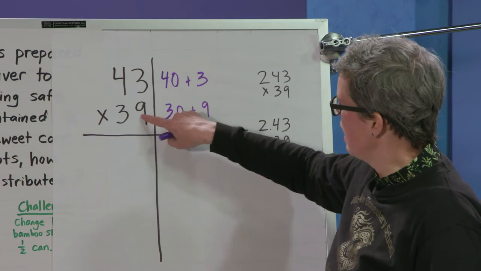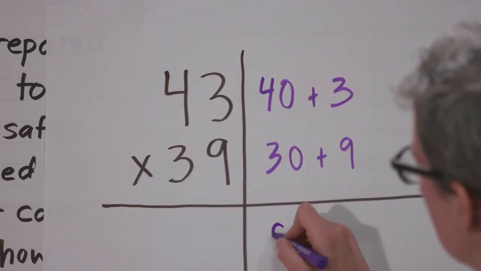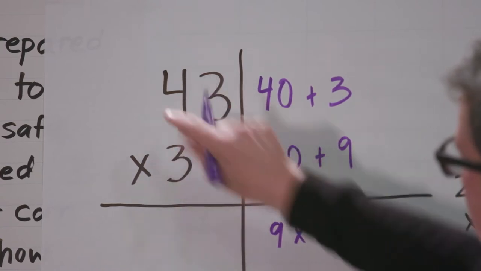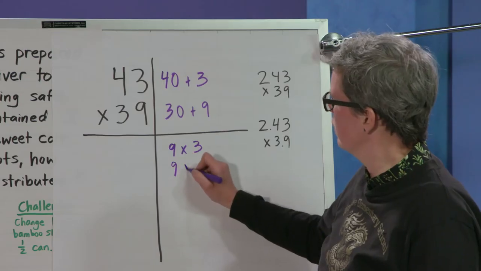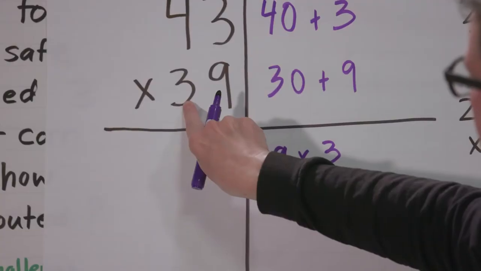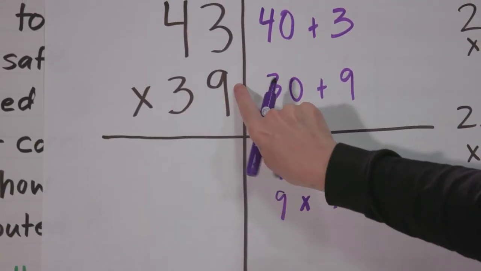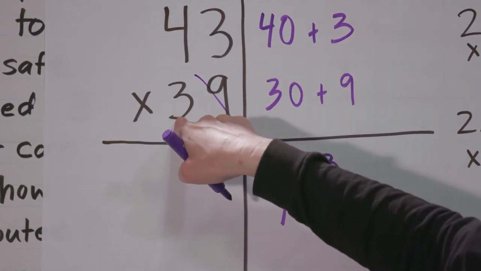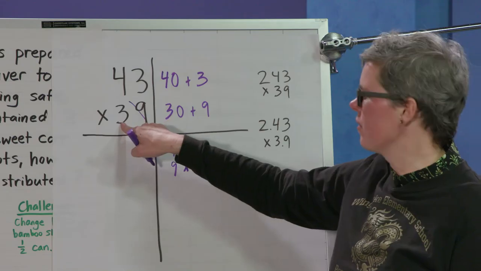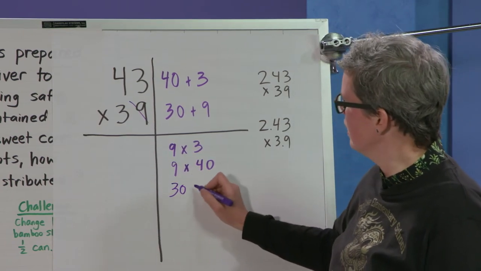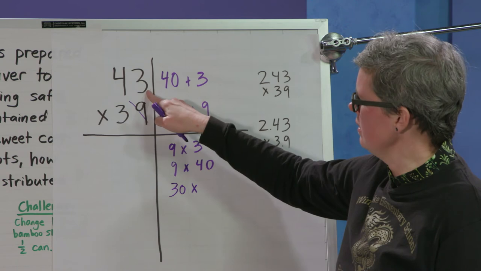So 9 times 3, 9 times 40, 10. So we're done with the 9. Okay, I even like to cross that out when I'm done. Now I can come over to the 30. Don't forget, that's a 30, not a 3. Okay? And then I have 30 times 3.